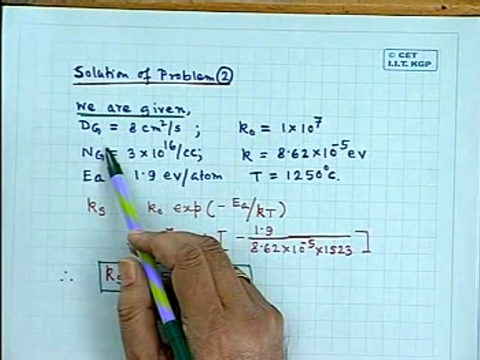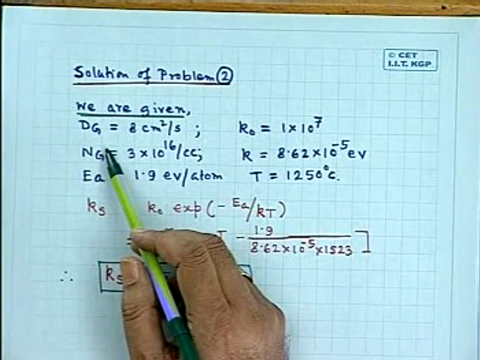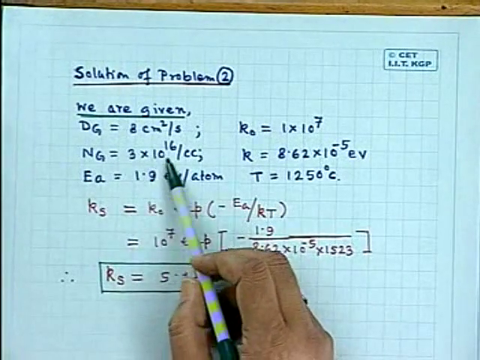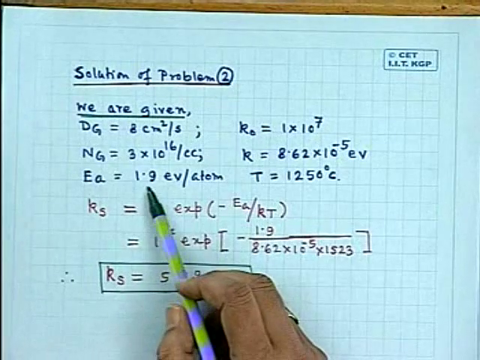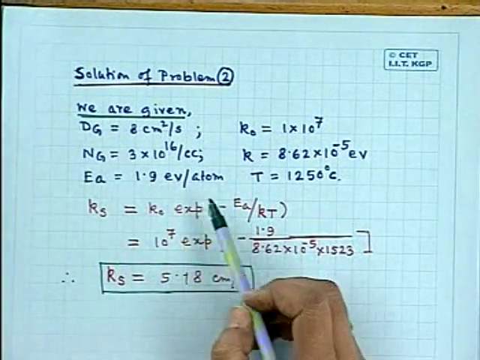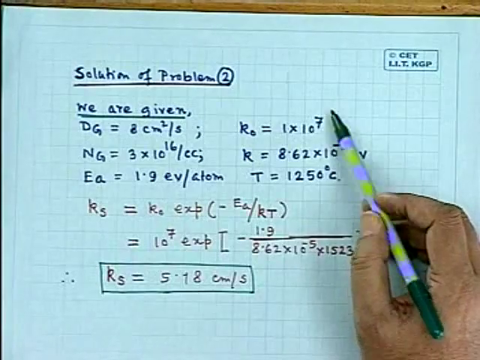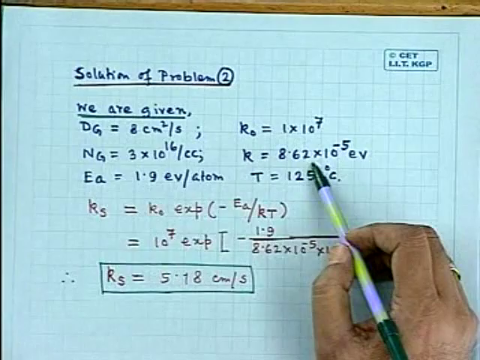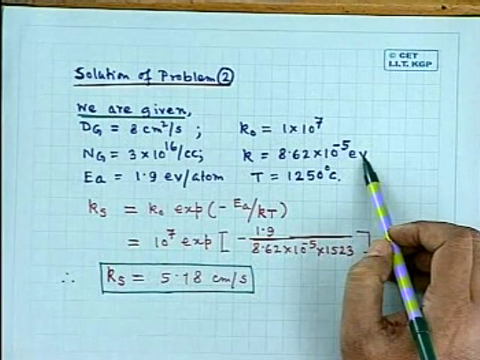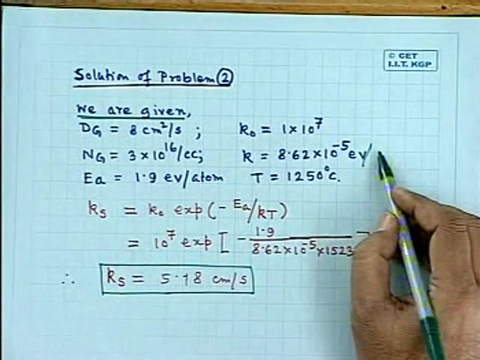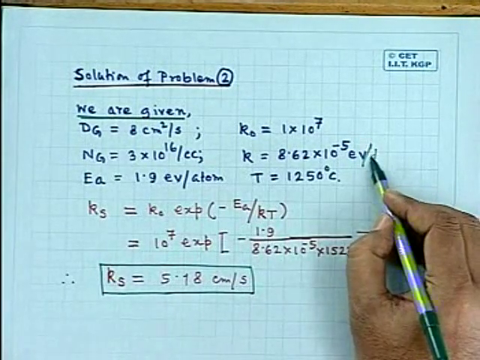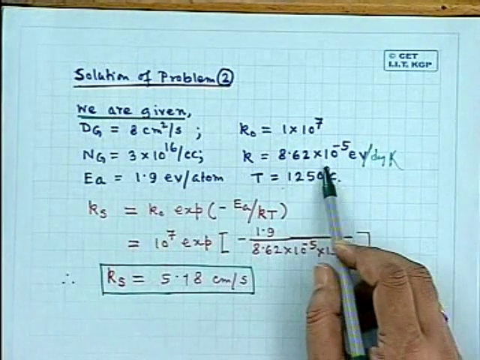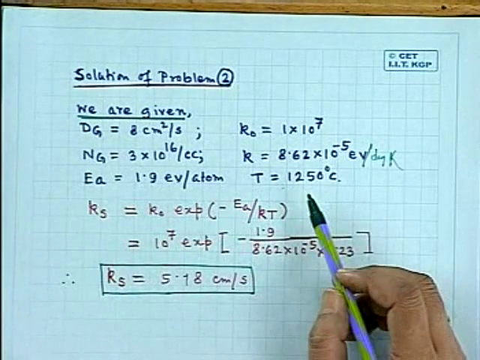What is Dg? Gas diffusivity, that is 8 centimeter square per second. Ng is given, 3 into 10 to the 16 per cc. Ea is 1.9 electron volt per atom. K naught is 10 to the power 7. K, Boltzmann constant, is 8.62 into 10 to the power minus 5 electron volt per degree Kelvin. And T is 1250 degree centigrade.